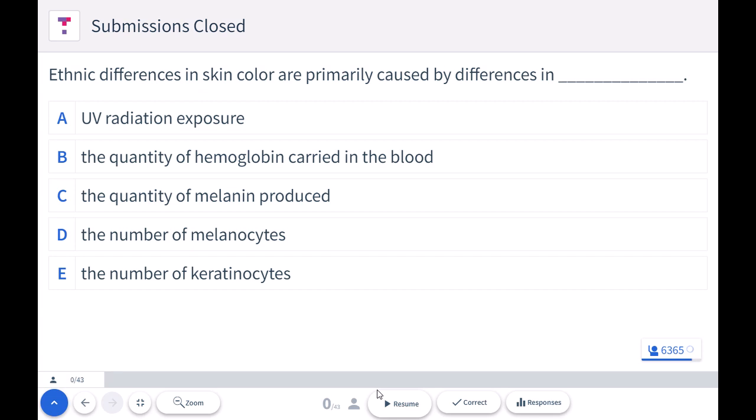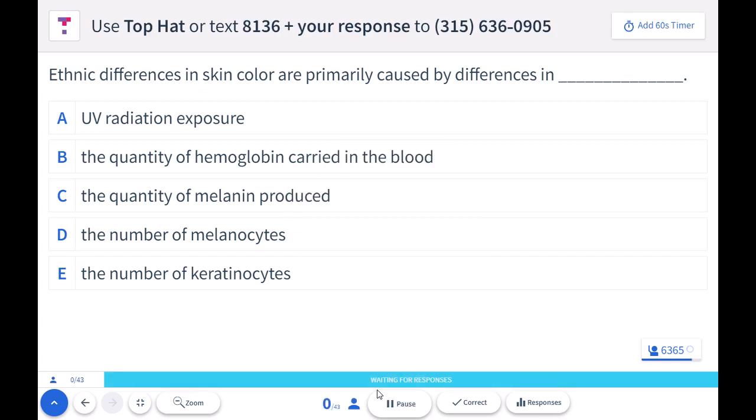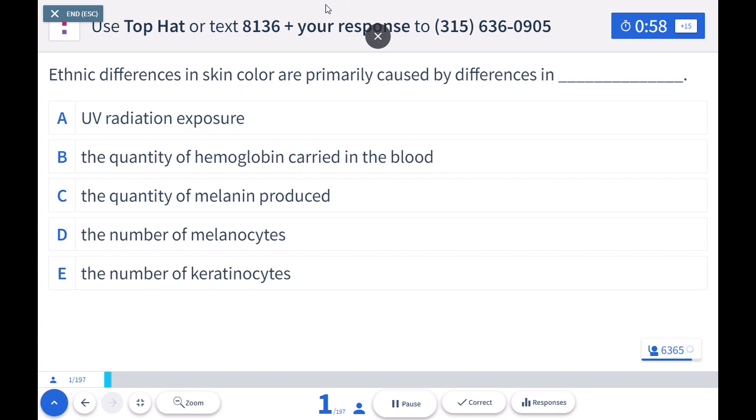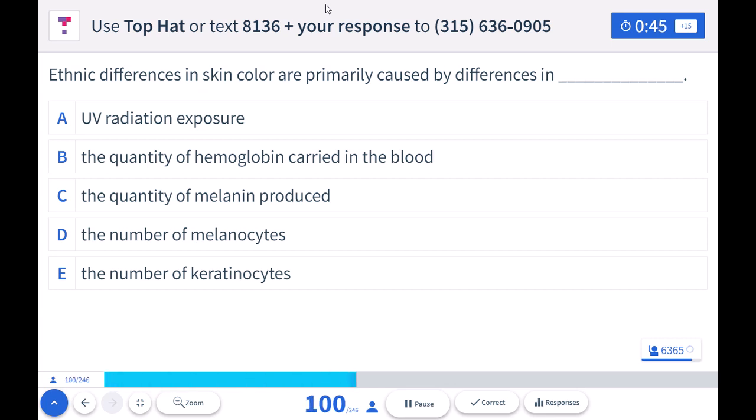So, last question on this presentation. Ethnic differences. We're thinking back to 2 days ago now. Ethnic differences in skin color are caused primarily by differences in UV radiation, the quantity of hemoglobin carried in the blood, the quantity of melanin produced, the number of melanocytes, or the number of keratinocytes. So you'll probably want to flip back a couple pages in your slides.